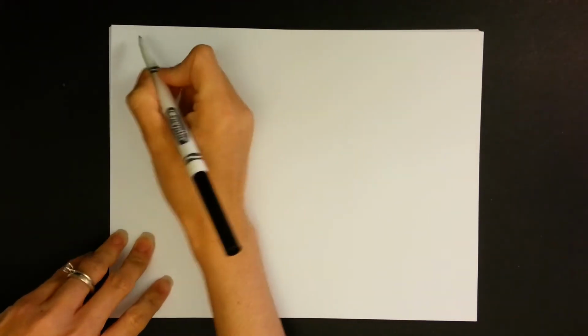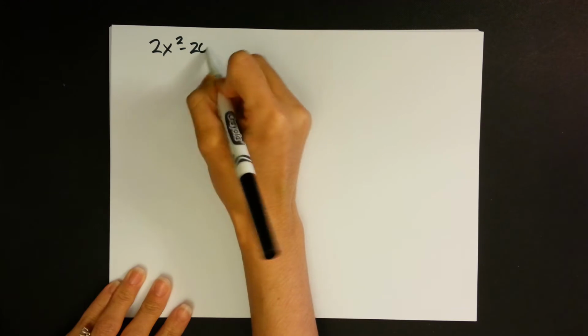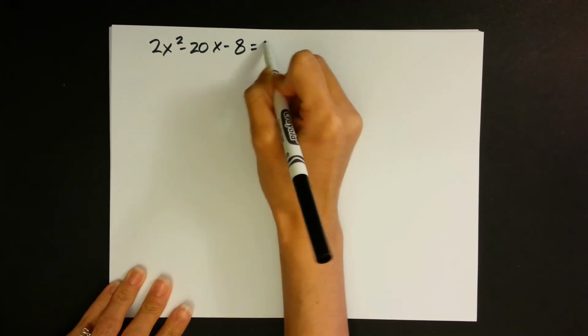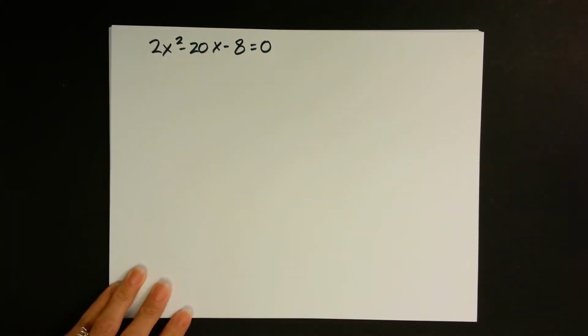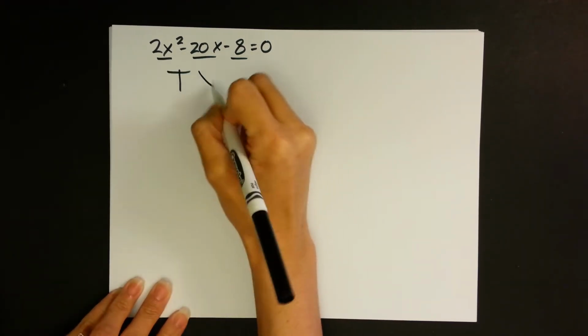Well, let's say that I gave you a problem that looked like this, and I told you to find the solutions. I told you to find the roots. In other words, I want you to find x. And you see a trinomial and you're like, great, I can factor this.